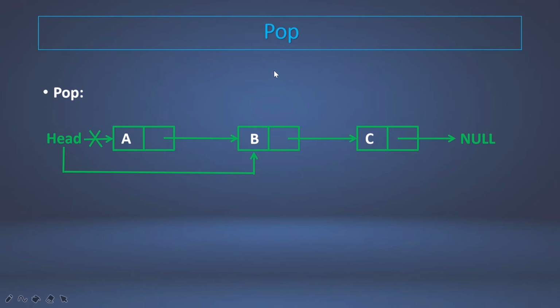Now see the pop operation in a queue. It will be popped from the front, right? So you have to delete a node from the beginning of this singly linked list. In this case you have to delete node A. For that, you just have to change the direction of head. You have to point it to the next node, which is the second node of this singly linked list, the node B, and then you delete node A. In this way you can do the pop operation. Let's see the code now.